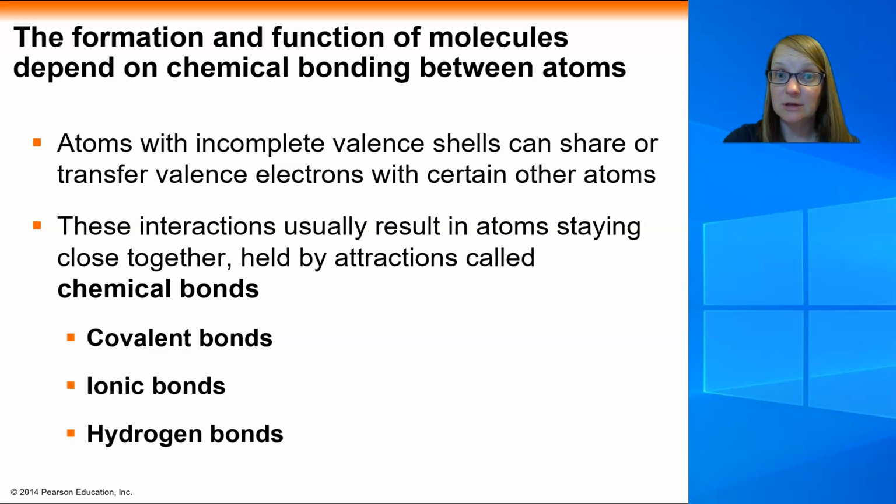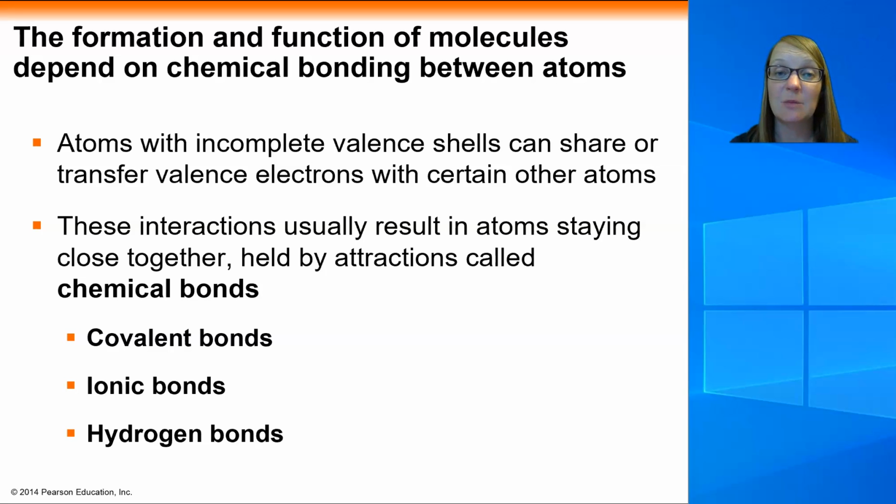Is it not willing to react? Is it inert? And if it is willing to react, how does it? Does it take electrons? Does it share electrons? Does it give electrons? And so if you recall, atoms with an incomplete valence shell can share or transfer valence electrons with certain other atoms. And anytime you have this exchange of electrons or sharing of electrons, this results in those atoms sticking really close together and resulting in the formation of a chemical bond.